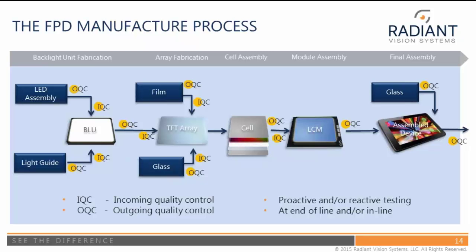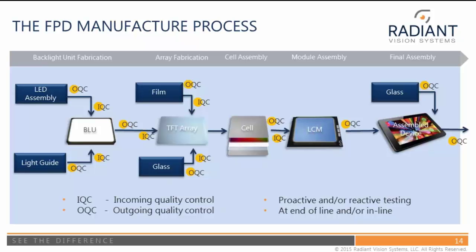This slide shows that there is an opportunity to do both outgoing and incoming quality assurance at many different points in the assembly process. Essentially, the sooner you can find a problem in the assembly process, the more money is saved in reduced scrap and improved quality.